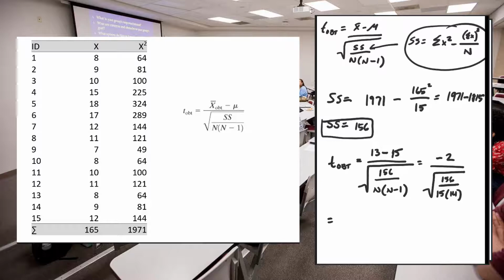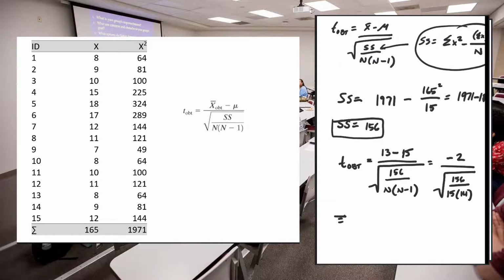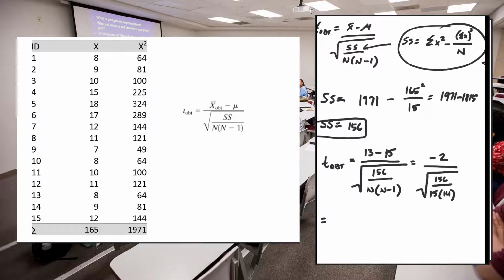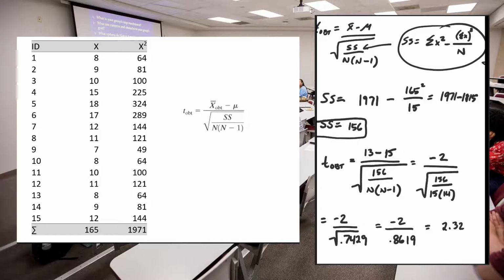So this is equal to minus 2 divided by the square root of 0.7429, which is equal to minus 2 divided by 0.8619. And so we get a t-value of 2.3205. Actually, that's a negative t-value. Okay. So that's how you compute the t-obtained score whenever you only have raw data.